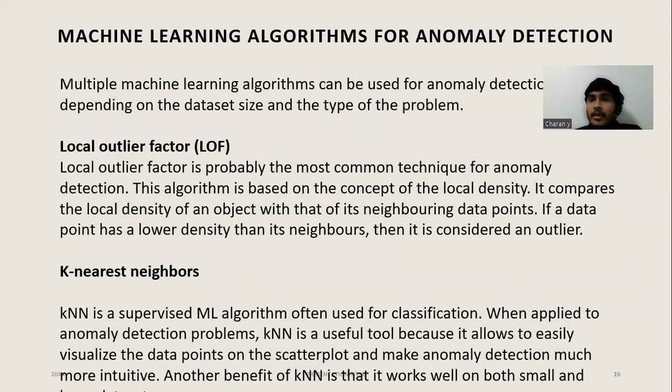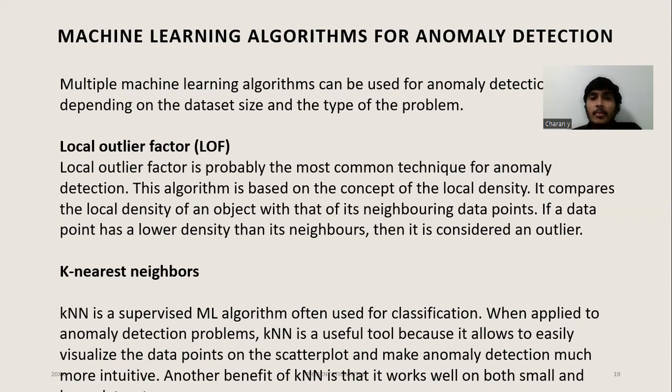Machine learning algorithms for anomaly detection. Multiple machine learning algorithms can be used for anomaly detection depending on the data set size and type of the problem. The first one is local outlier factor, LOF. Local outlier factor is probably the most common technique for anomaly detection. This algorithm is based on the concept of local density. It compares the local density of an object with that of its neighbors' data points. If a data point has a lower density than its neighbors, it is considered an outlier.